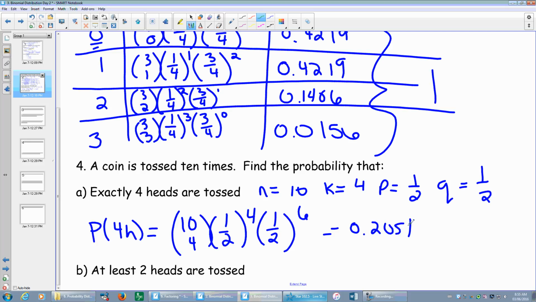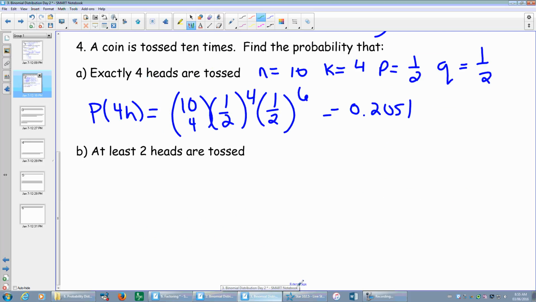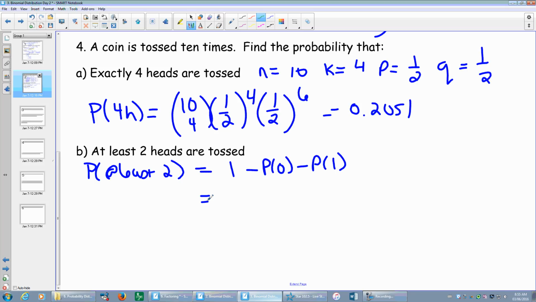Okay, for the probability of at least 2, Curtis, how would you set this up for at least 2? Very good. So for the probability of at least 2, we do 1 minus the probability of 0 minus the probability of 1. So, David, can you help me out? Can you do the first one here for me, please?